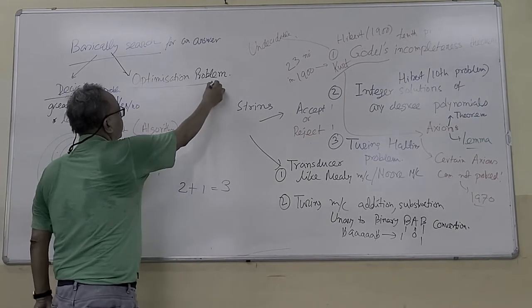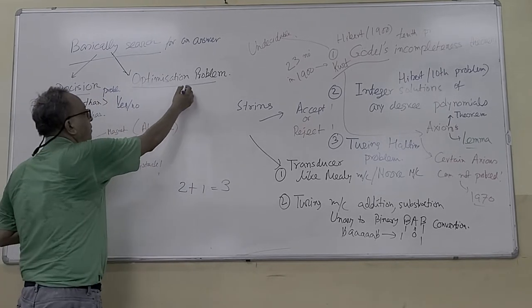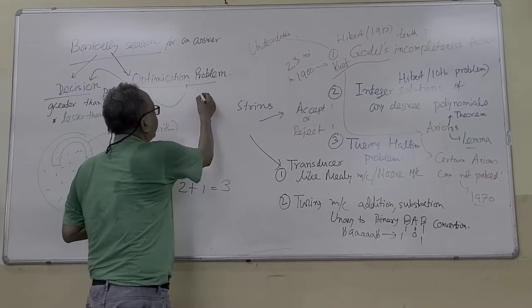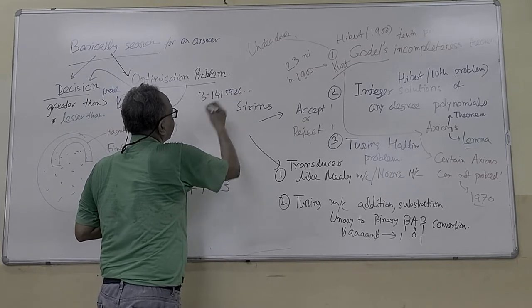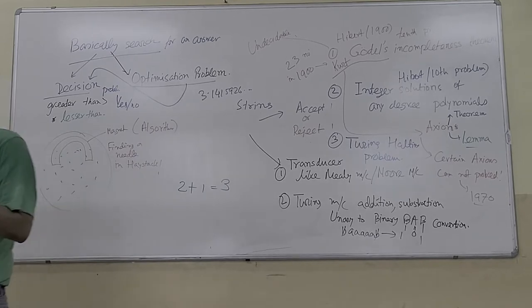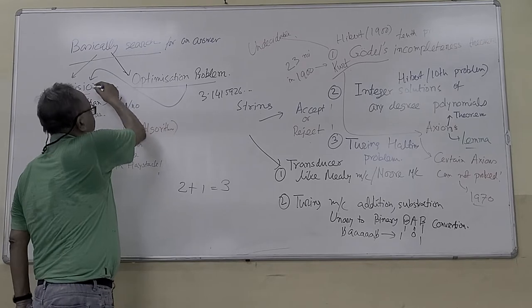Or another is the optimization problem. One interesting thing is that any optimization problem can be converted to a decision problem. So take pi, which is 3.141592 and so on. You can ask whether pi is greater than 3, or greater than 4, or lesser than 2. By this kind of question, you can ask for a decision.